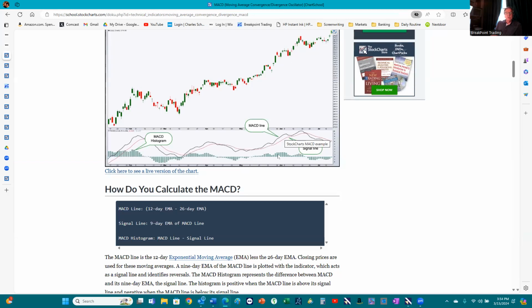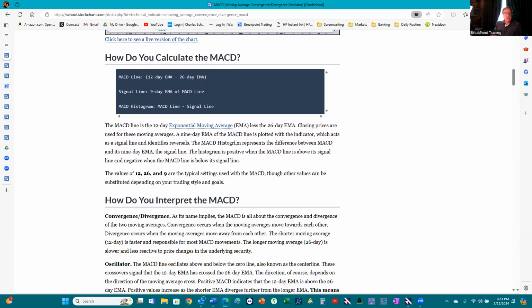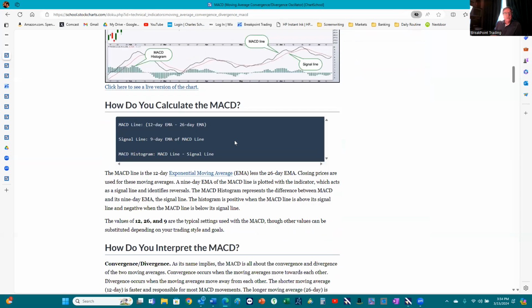It essentially shows you the volume of the move, of the momentum. How strong is this momentum? That's what the histogram down here shows you. Now I'm going to use these when I show you how I put them on my chart. But that's essentially how it works.